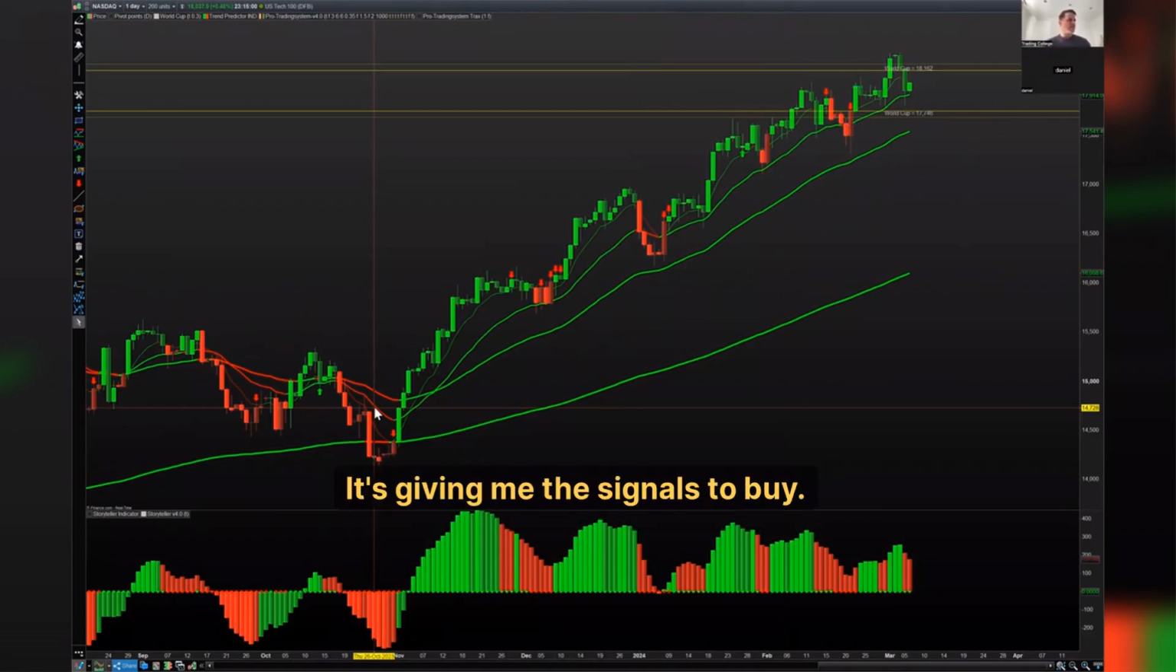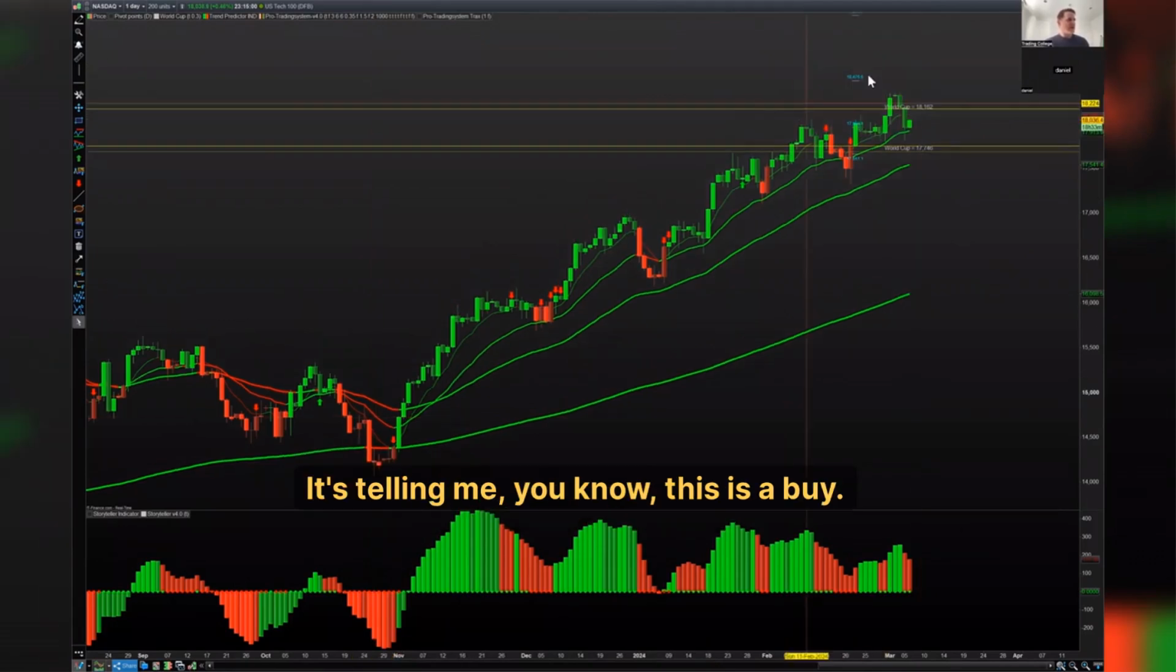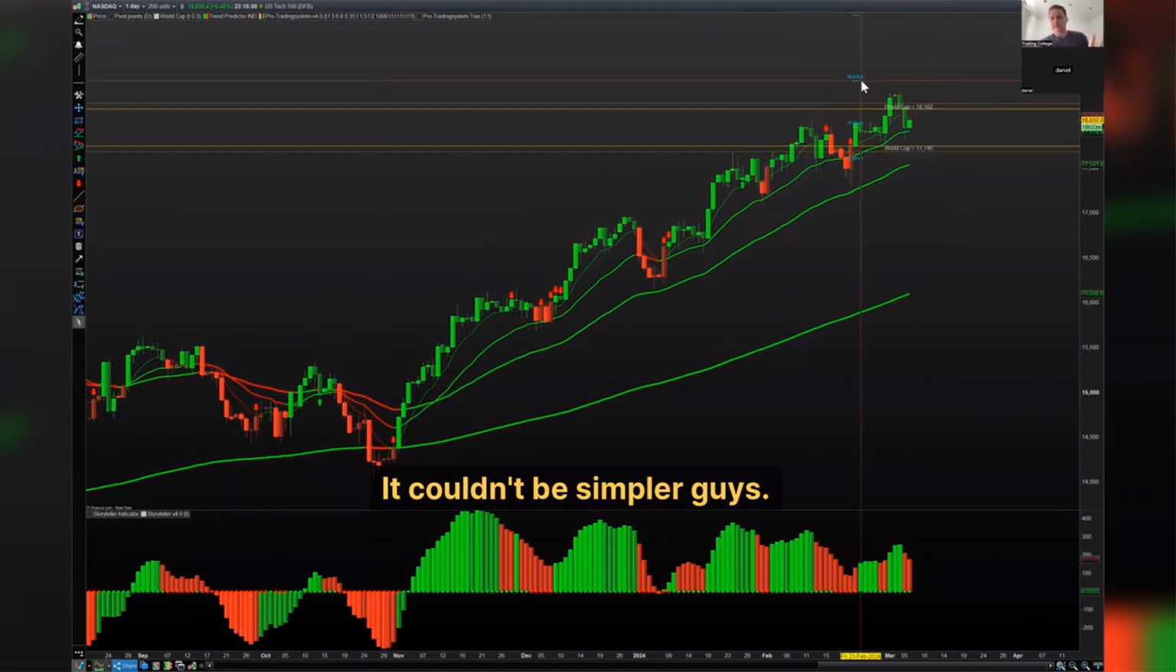It's giving me the signals to buy. You can see it here. Look at that flashing on and off with the PTS. It's telling me this is a buy, and it's giving me some targets to hit. It couldn't be simpler, guys.